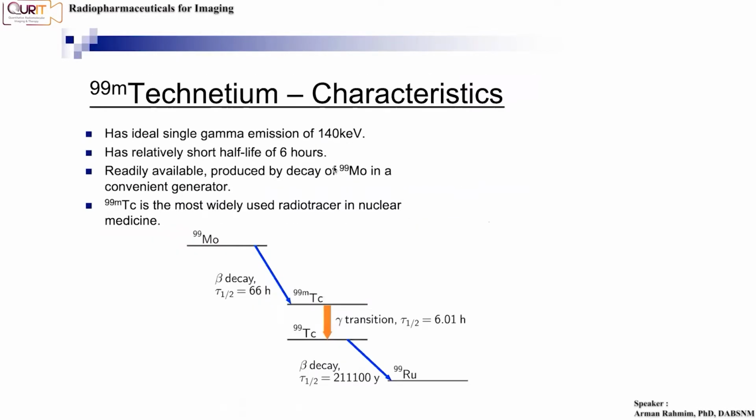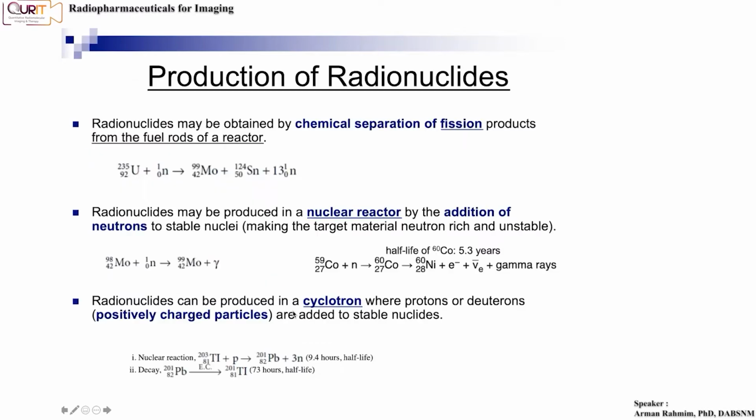So again, we've talked about technetium before. It does have a really nice energy, 140 keV, and a relatively short half-life of 6 hours. It's readily available because you have molybdenum-99, which you could put in a generator. And therefore, that's why it's very commonly used.